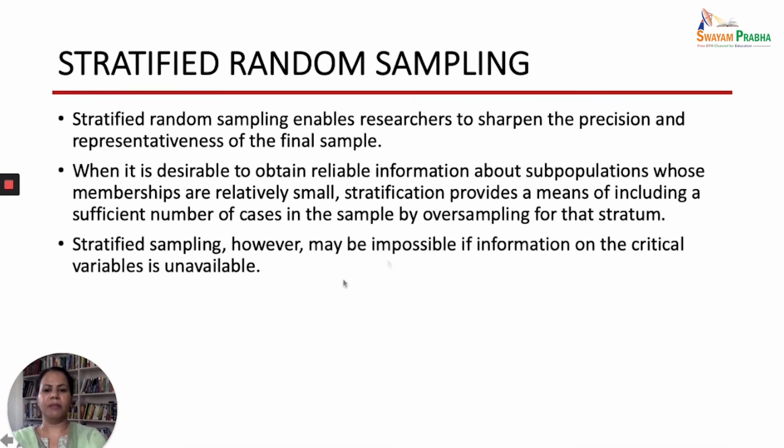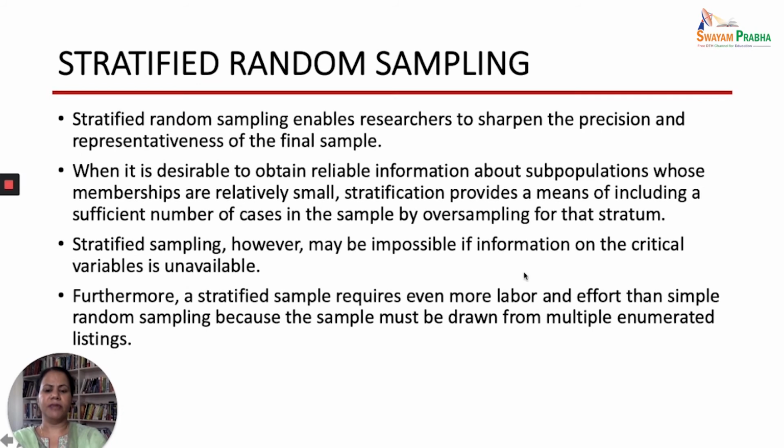Then stratified sampling, however, may be impossible if information on the critical variables is unavailable. So sometimes it is impossible if we do not have much information about the critical variables present in our population. If we do not have much information about the characteristics of the population, then stratified sampling is usually difficult to use.